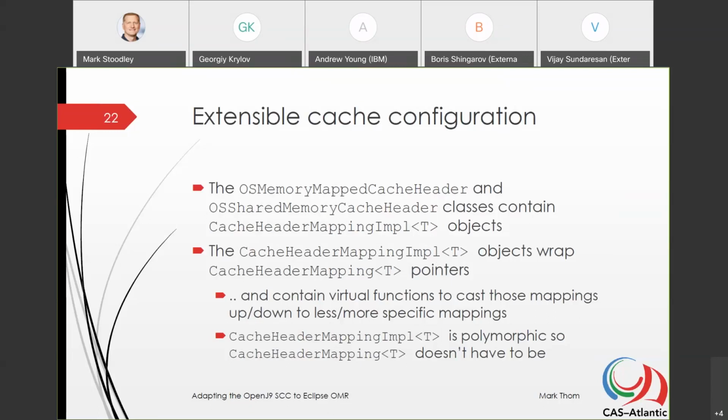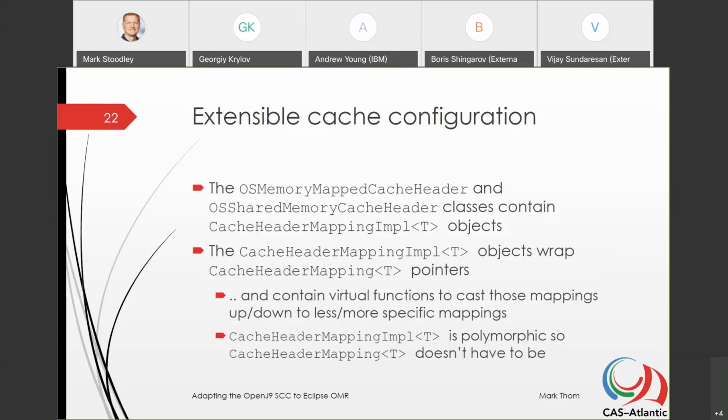So the purpose of these impl classes is to subsume casting functions as virtual functions, meaning that they're dynamically overloadable and dispatched to, while also retaining information about these cache header mapping pointers, the contents of which actually define the structs, or excuse me, the fields of the cache header and their layout.